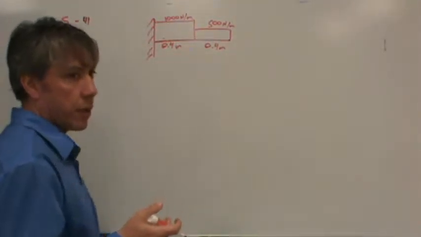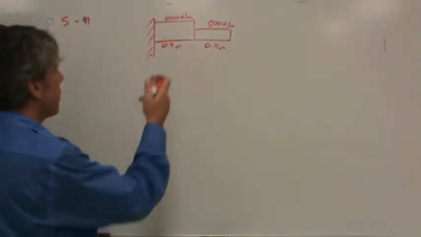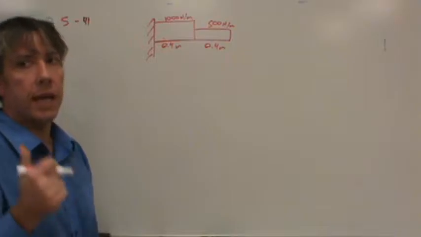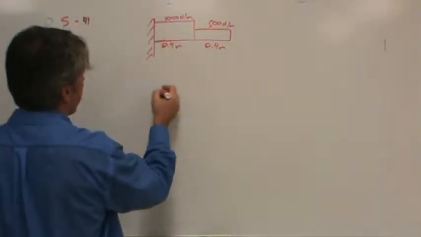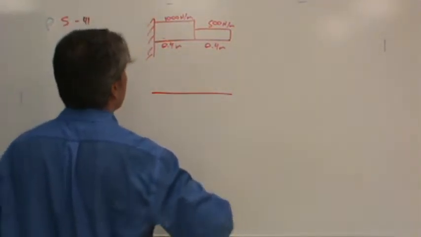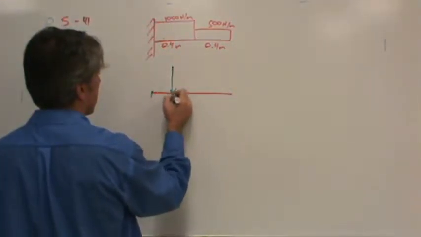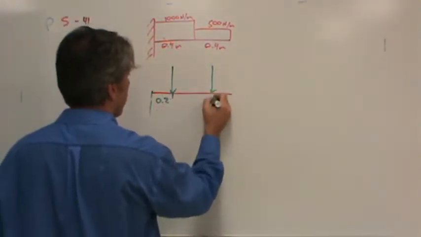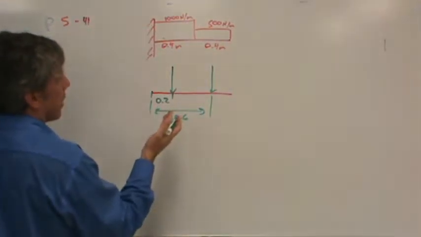Now, this is a little different than what we've seen so far, because the reactions are going to be reactions at the wall. And of course, we'll have both a force and a moment reaction. Okay? So now, using a free body diagram, it would look something like this. We'd have the effect of the distributed loads applied at, well, this distance would be 0.2 meters, and this distance would be 0.6 meters, right?